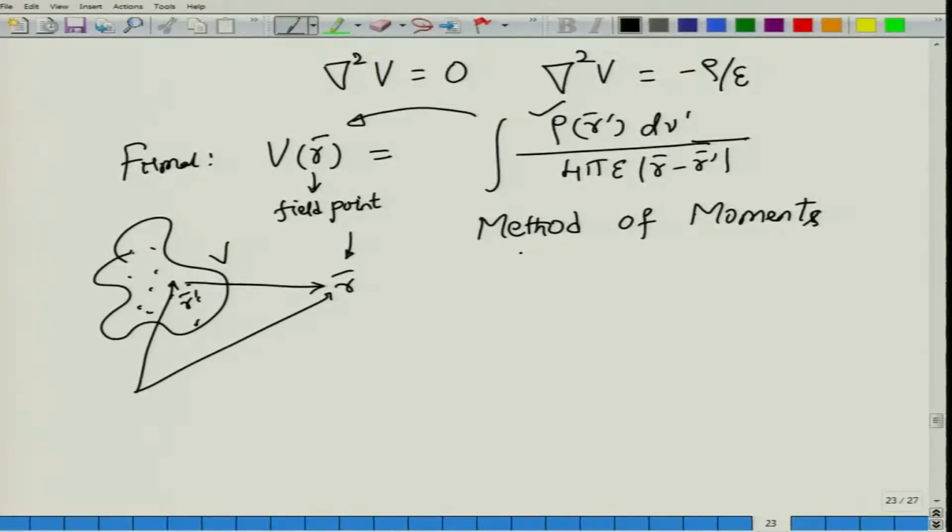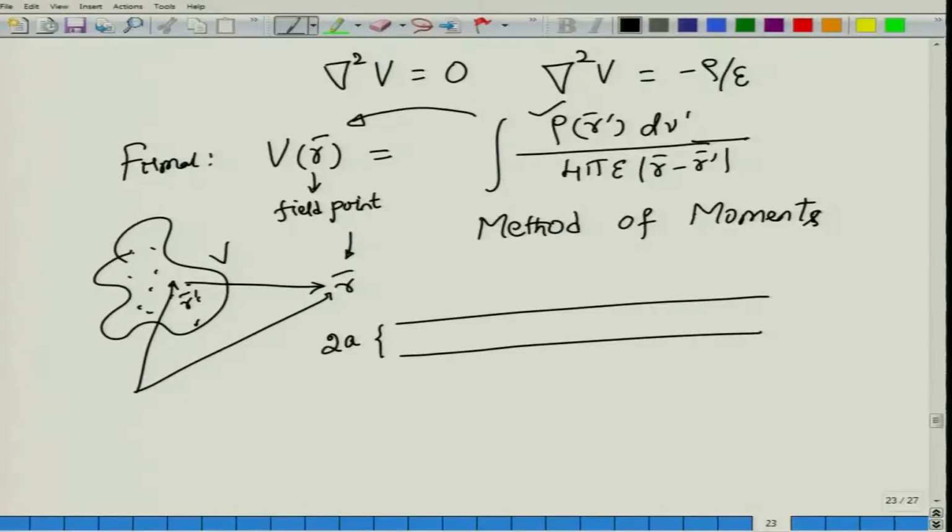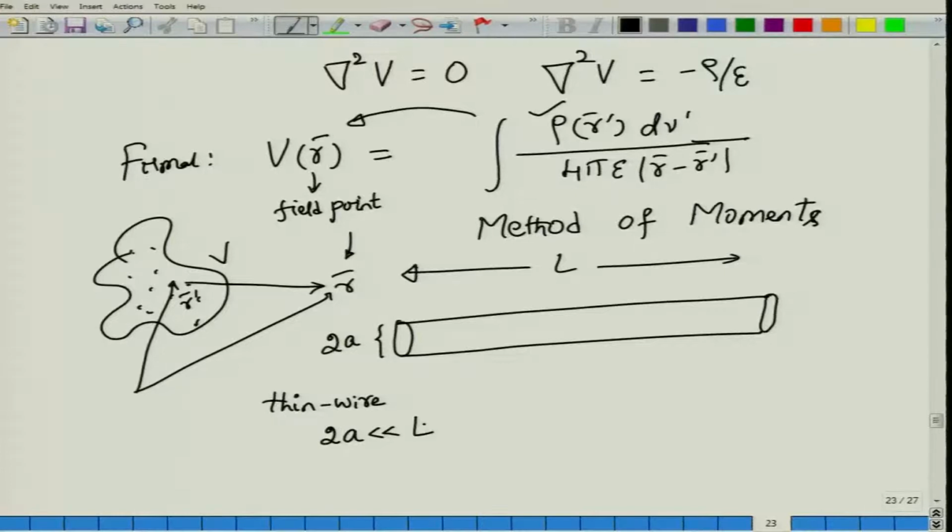In order to understand this method, we will look at a simpler problem. We consider a very thin wire. The wire has a diameter of about 2a, and a certain length which is much larger. Let us make it a capital L. So this length L is taken to be much larger than the diameter. Essentially what we are considering is what is known as a thin wire. The radius a, or the diameter 2a, is very small compared to the length L.